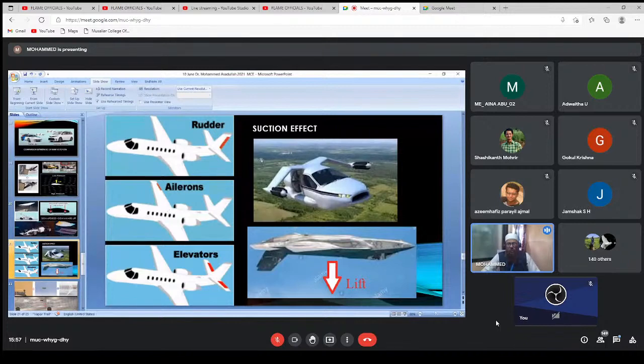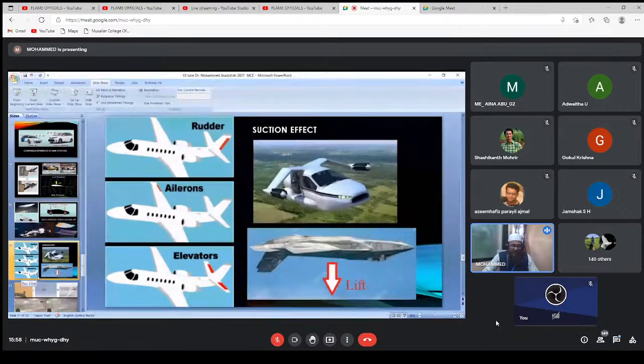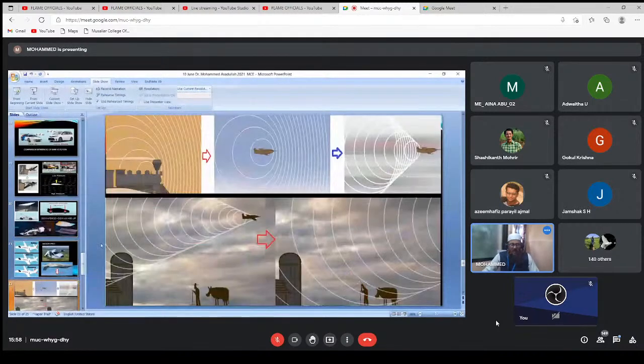Similarly, the concept of flying car is no different. Again, the suction effect works here. Inverted flight, same, the suction effect works here. Now, very important, because I want to cover these cranes a bit.